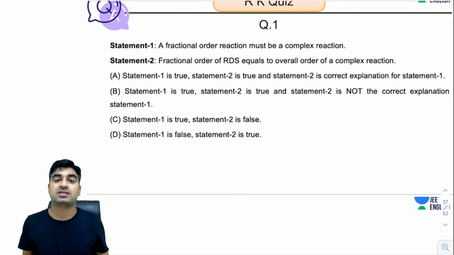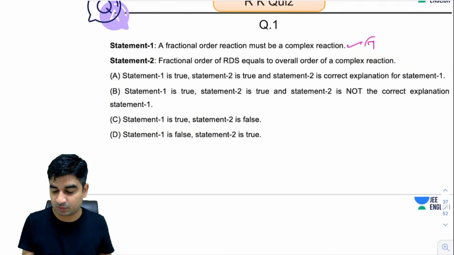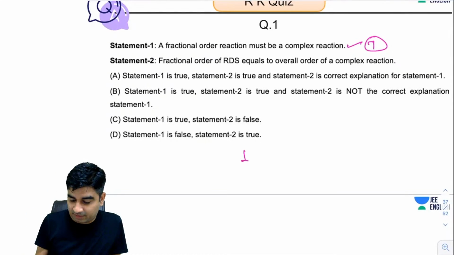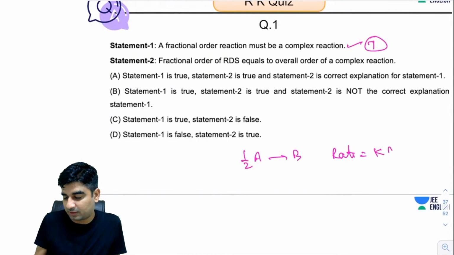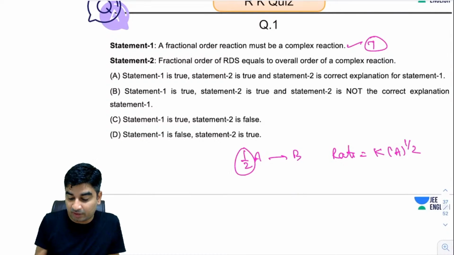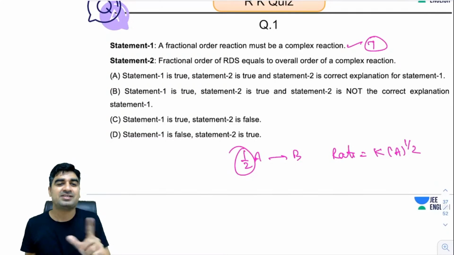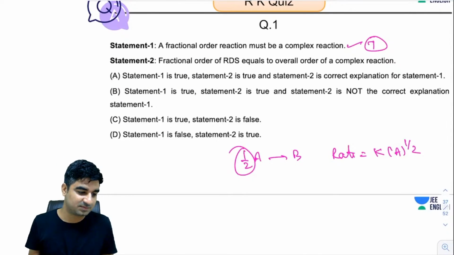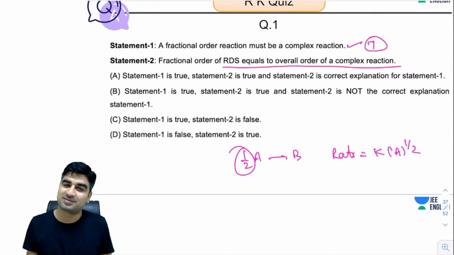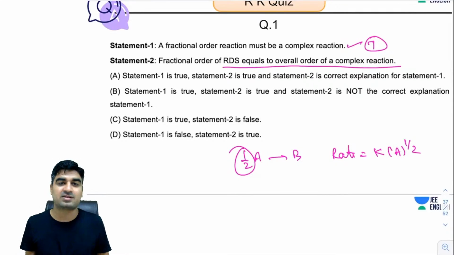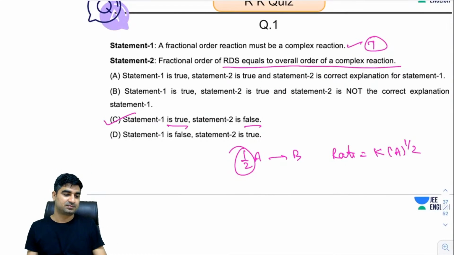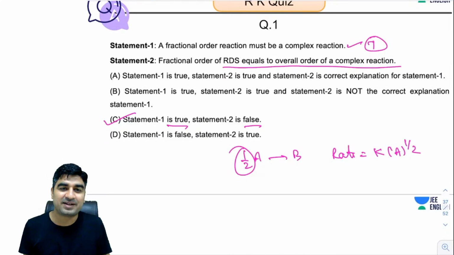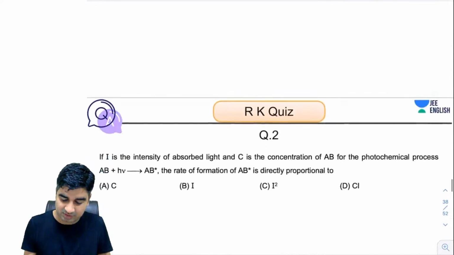Yes. The fractional order reaction must be complex. It is true. Because for fractional order, if I write half A giving you B, and if it is elementary, then its rate law will be K into A raised to the power 1 by 2, and its molecularity will also be half. That cannot be half. I just told you molecularity will always be an integer. So it is true. Fractional order of RDS equal to overall order of a complex reaction: no, it's wrong. You just determine so many rate law expressions, so it is not necessary. So the first is true, the second is false. Nobody gave the right answer. So let's move to the next question.